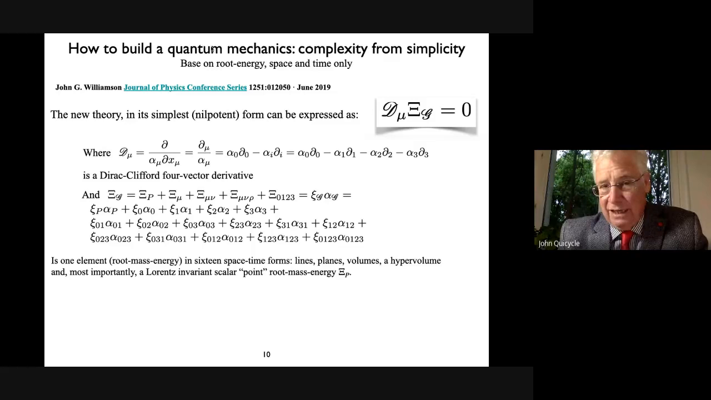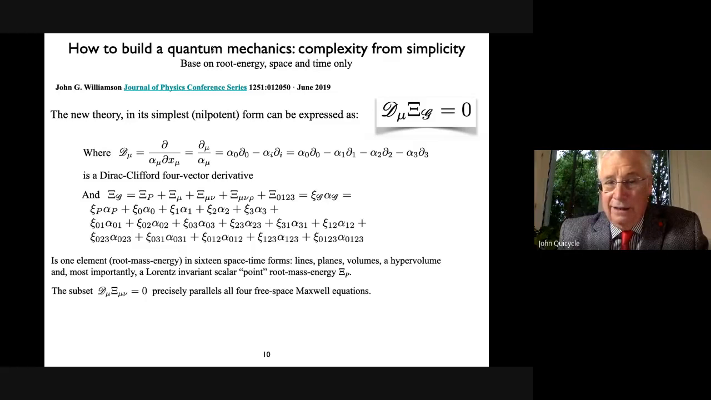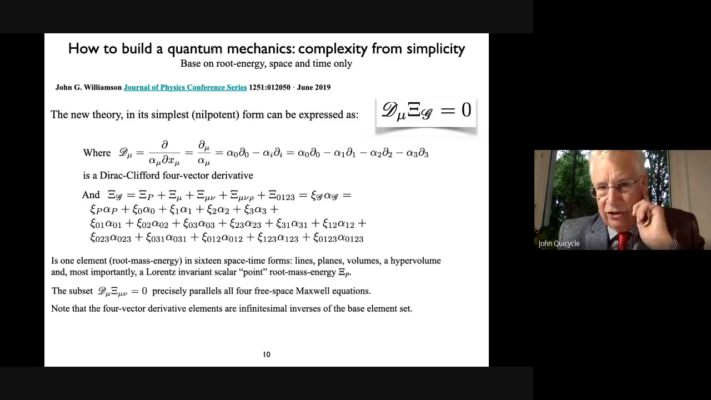So you've got one element, which is space, which is root mass energy. That's the small size in 16 space times forms. And if you do all that, you find that the subset of this four-differential acting on the total field is zero. It precisely parallels all four free space Maxwell's equations. But if you put the whole thing in, one thing to note is that the four vector derivatives, look at the mathematical structure of these things.